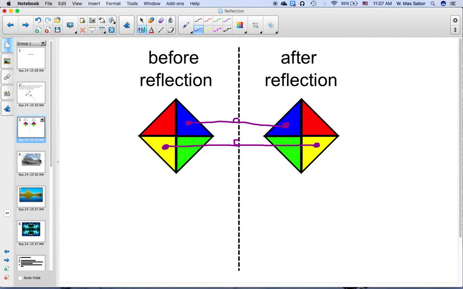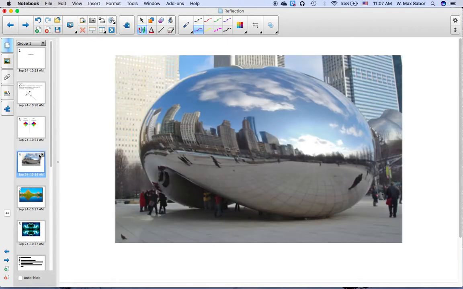Now, you've definitely seen reflection in real life. This is the Cloud Gate, sometimes referred to as the Bean in Chicago. This is not really what we're worried about with reflection, but it gives you a sense of all the different things that we come to associate with the word reflection.